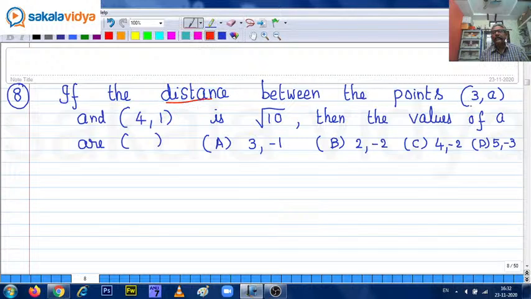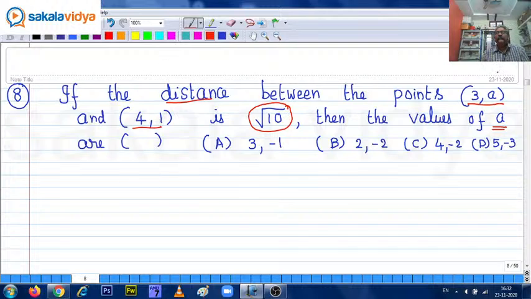Distance between the points (3, a) and (4, 1) is root 10. Then we need to find the values of a. First, let us find the distance between (3, a) and (4, 1) with the help of the distance formula, and equate it to root 10. Squaring on both sides, by simplification we get a quadratic equation in a, but rather than that we have one more easy method. So let us do that method itself only.